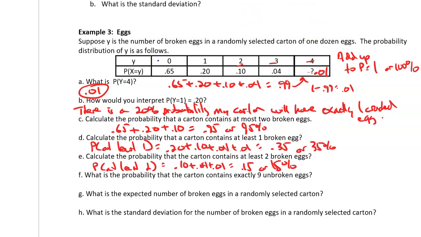So the next one is, what is the probability that the carton contains exactly 9 unbroken eggs? So what I need to know here is that exactly 9 unbroken is the same thing as saying, because if there's a dozen of them, if 9 of them are unbroken, that means that 3 are broken. So the probability of 3 broken eggs, and I look here, the probability of 3 broken eggs off the table is 0.04 or 4%.